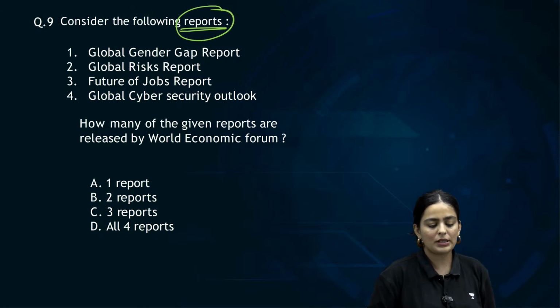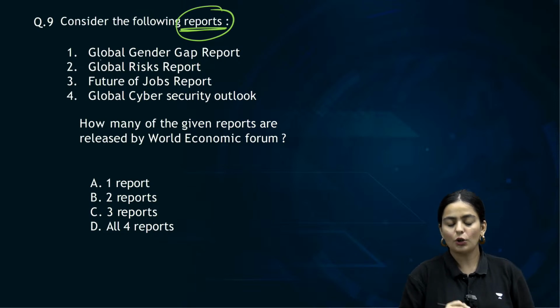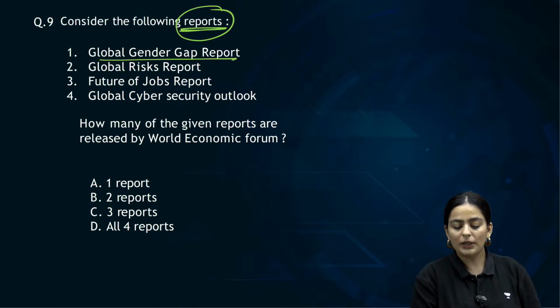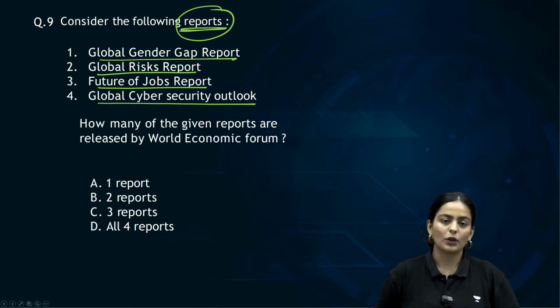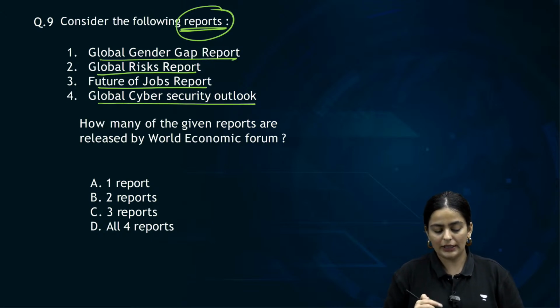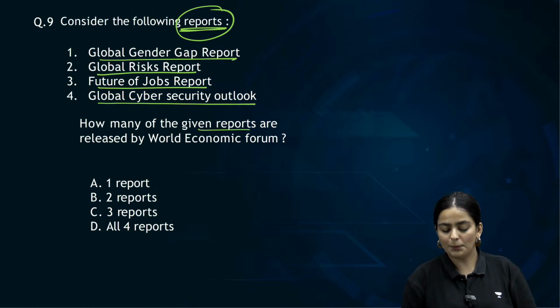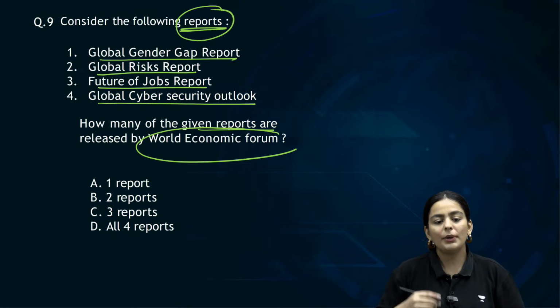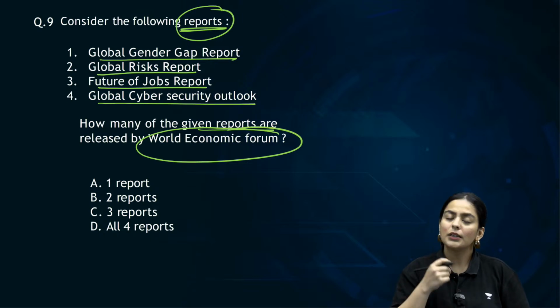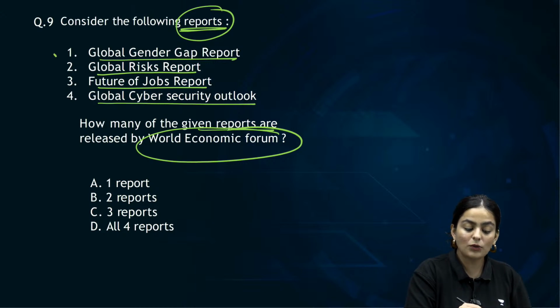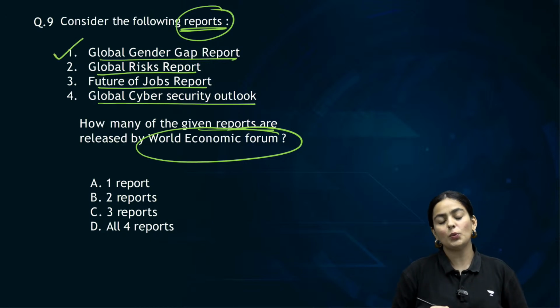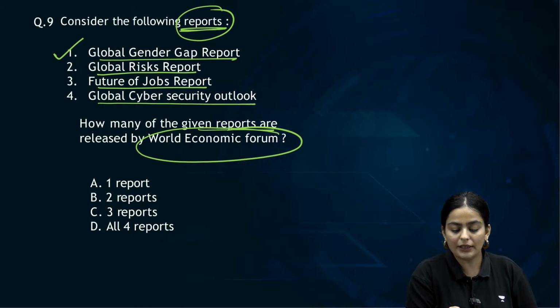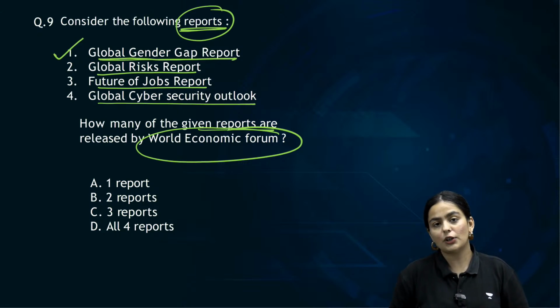Consider the following reports. Global Gender Gap Report, Global Risks Report, Future of Jobs Report, and Global Cyber Security Outlook. The 4 reports that are particularly given here. How many of the given reports are released by the World Economic Forum? The first is very, very important when it comes to the World Economic Forum. The Global Gender Gap Report is released by World Economic Forum.